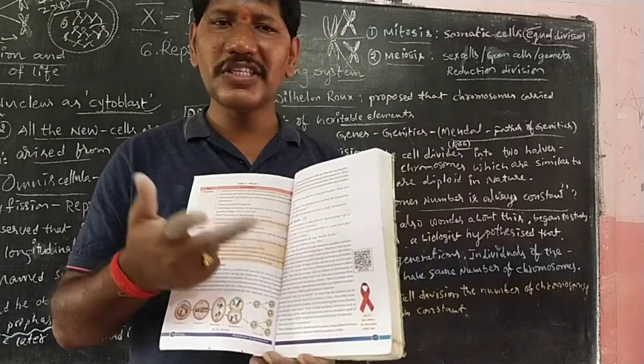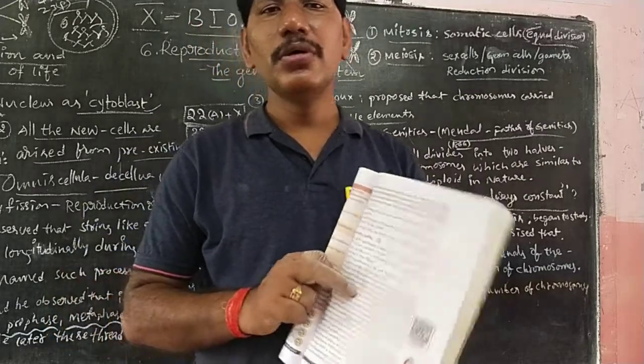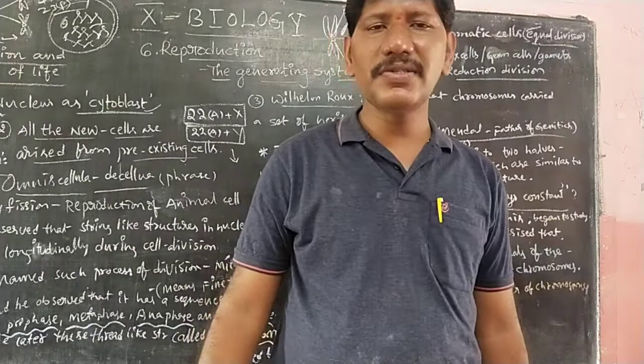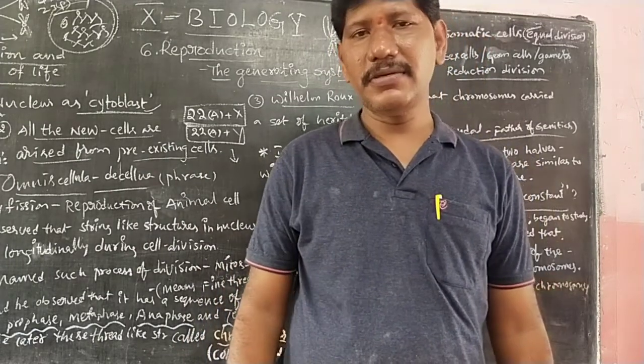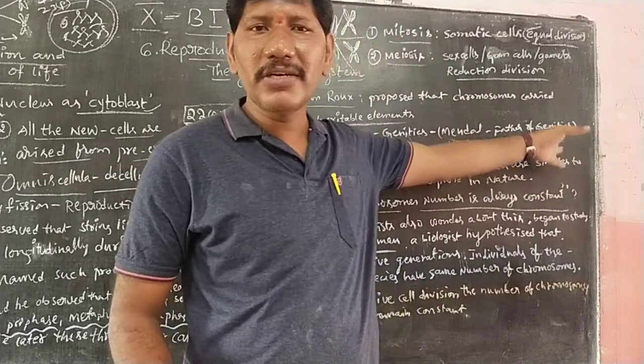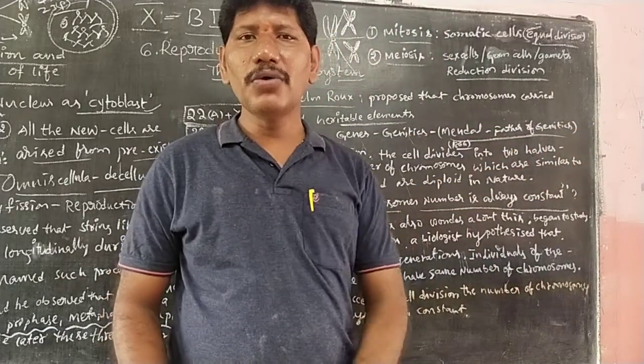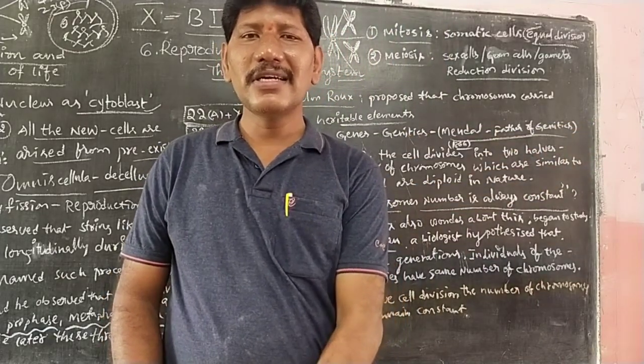In the next class and next video we are going to explain meiosis. What do we mean by meiosis, why it is called a reduction division, why it is called an equal division with equal number of chromosomes, and how the gametes undergo reduction division through meiosis.